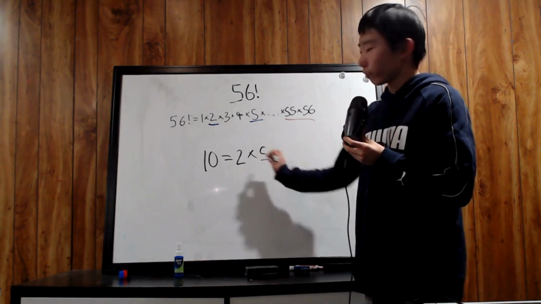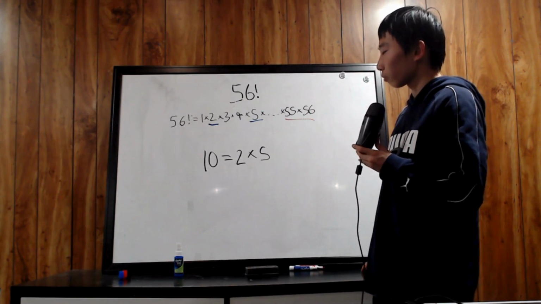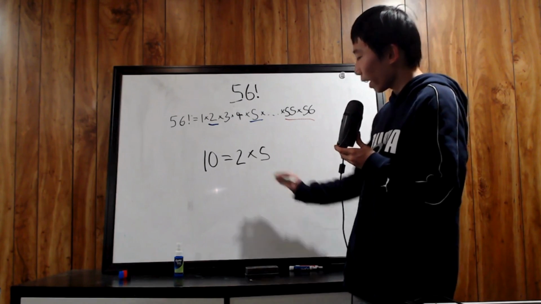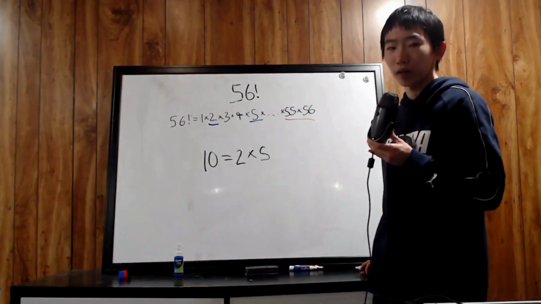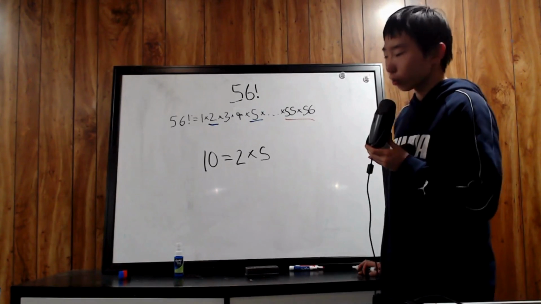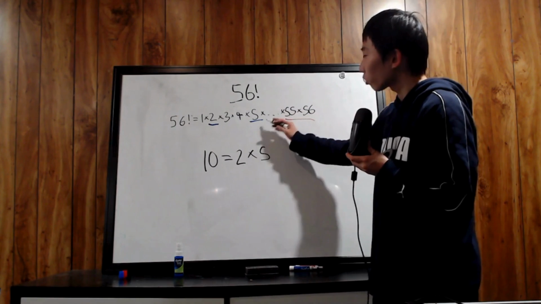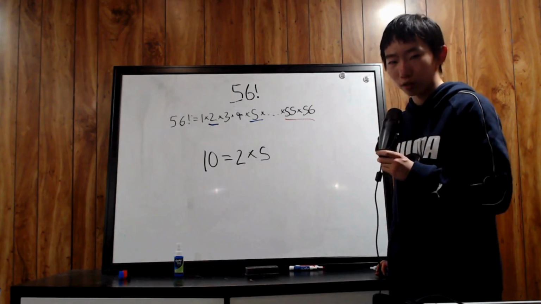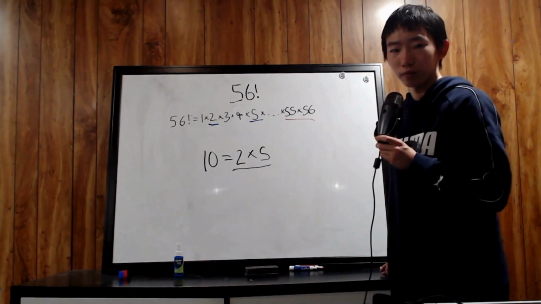So notice that 2 and 5 are both prime numbers. So in order to count the number of factors of 10, we just need to count the number of pairs of 2 and 5 that appear in 56 factorial. In other words, for every pair of 2 and 5 that is multiplied in 56 factorial, that will be another trailing 0. Okay, so how do we count the number of pairs of 2 and 5?